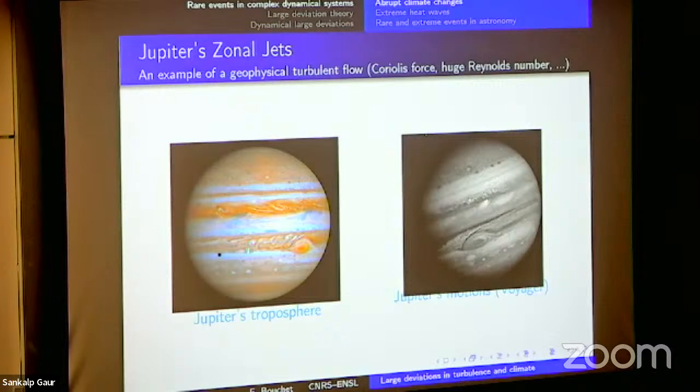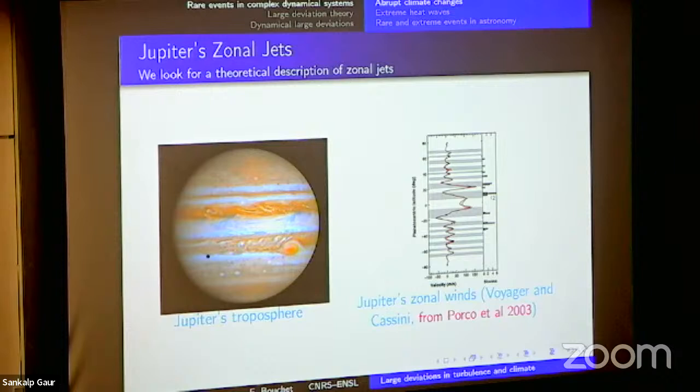So for instance, here, what you can see are measurements of the zonal winds, meaning the east-west component of the velocity. So you see velocities of order of hundreds of meters per second. So you see a very strong eastward jet, as was already shown by Keith, and so you see alternating westward and eastward jets.